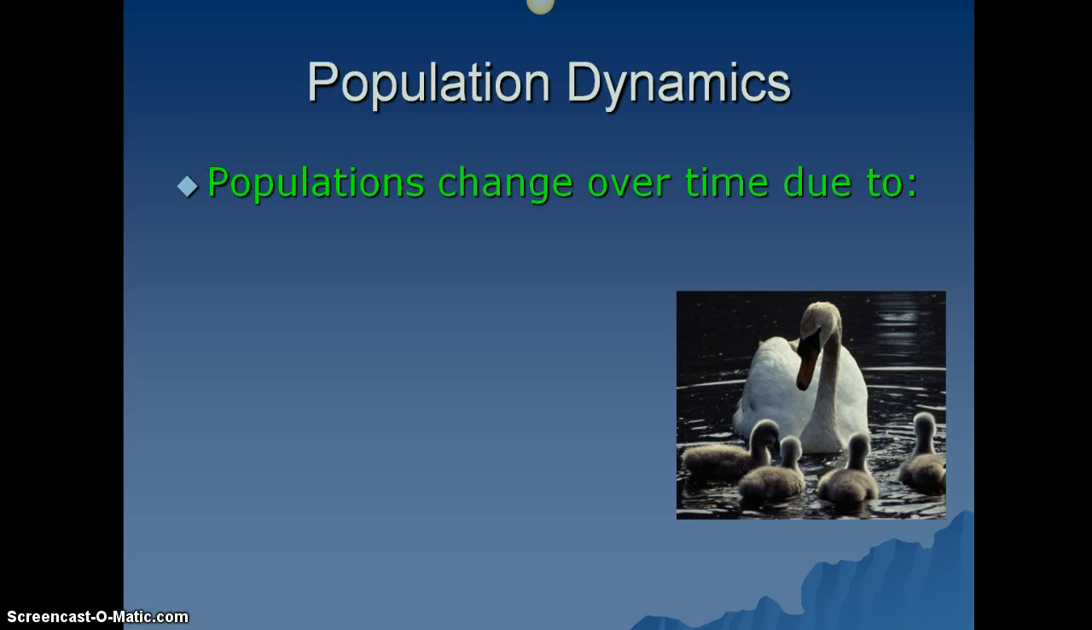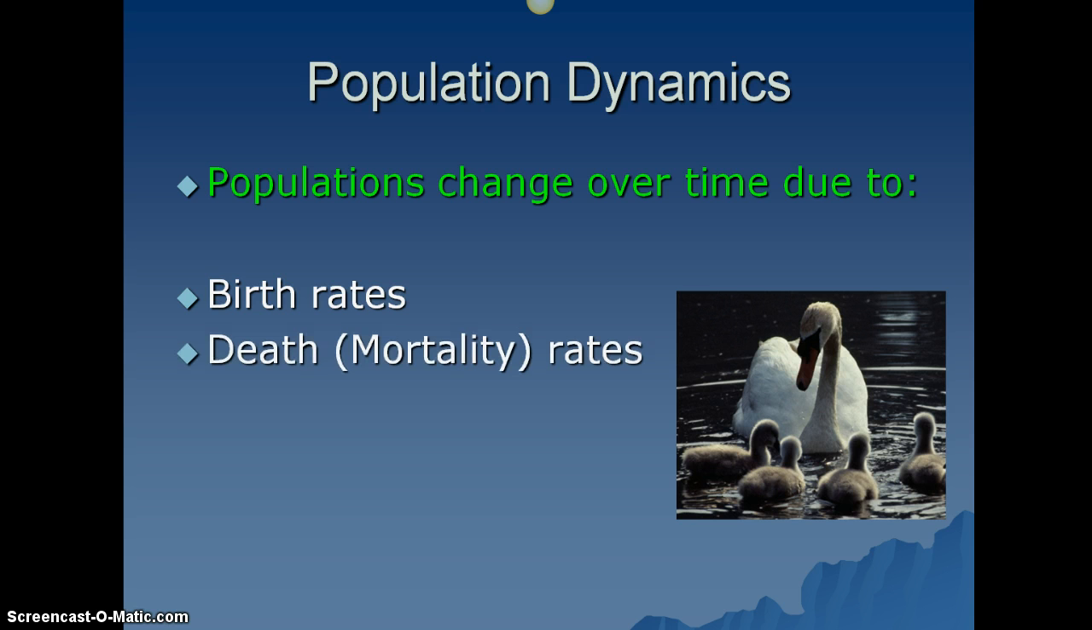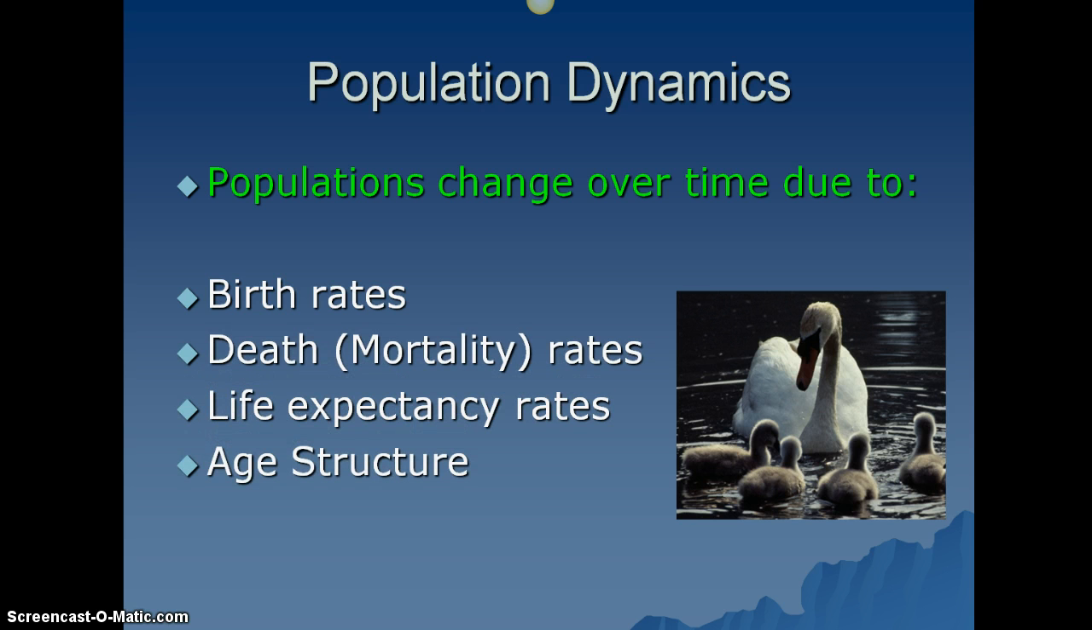Okay, population dynamics. Go through this next part in your notes packet. Populations will change over time due to the following: birth rates, death rates, life expectancy, and age structure, and then patterns of mortality. So we're going to go through, you'll be doing a lab in class with age structure and patterns of mortality. If we talk about those first couple, birth rates, how many individuals are born in a particular time period.